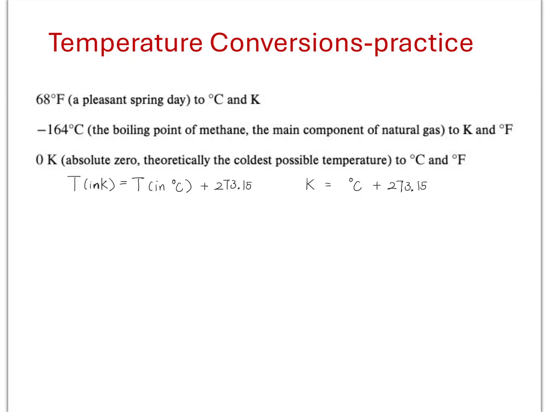If you do the reverse, if you want to know the Celsius degree and you know the temperature in Kelvin, then that number minus 273.15 will give you the Celsius degree.